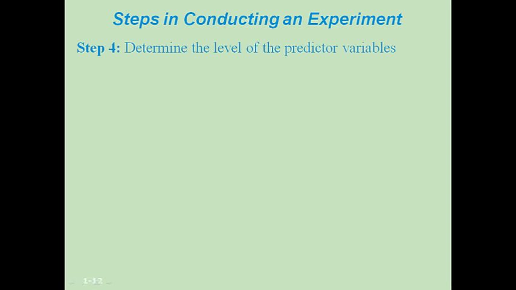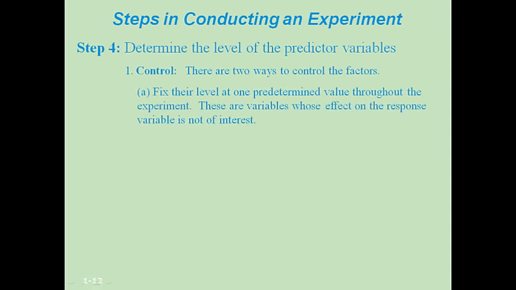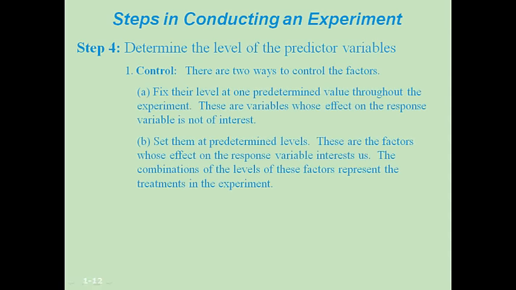Step 4, we want to determine the level of the predictor variables. So first, there's the control, and there are two ways to control the factors. A, we fix their level at one predetermined value throughout the experiment. These are variables whose effect on the response variable is not of interest. And B, we set them at predetermined levels. These are the factors whose effect on the response variable interests us. The combinations of the levels of these factors represent the treatments in the experiment.